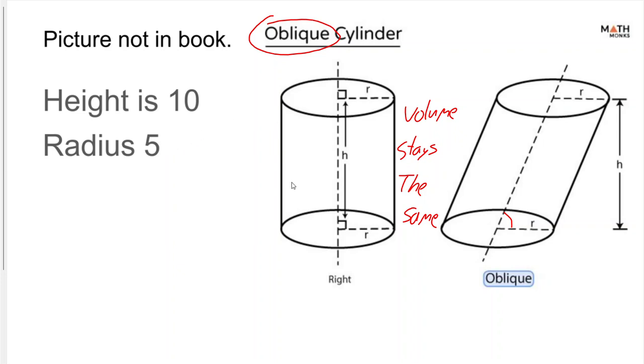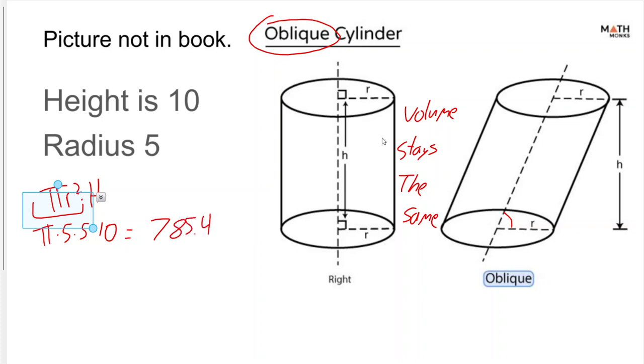So why don't you pause the video and try this one. Hey, welcome back. So hopefully you got that the base is the circle, which is pi r squared. Height is the height. I get radius is 5, so I have pi times 5 times 5 times 10, which gives me a volume of 785.4, and there are no units given in this problem, but I'll still write units cubed.